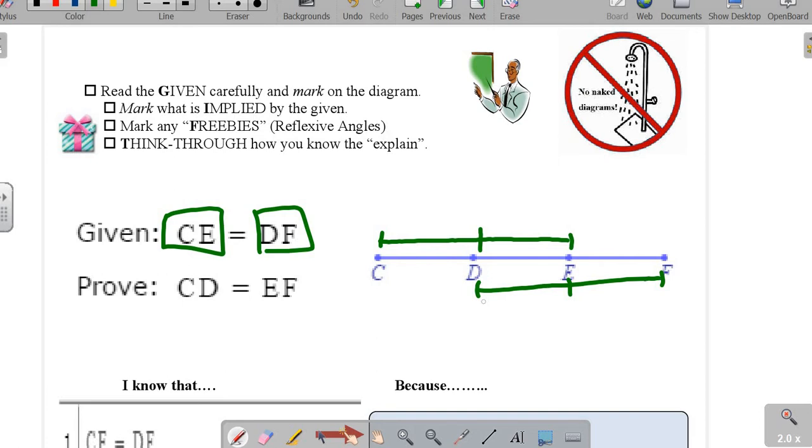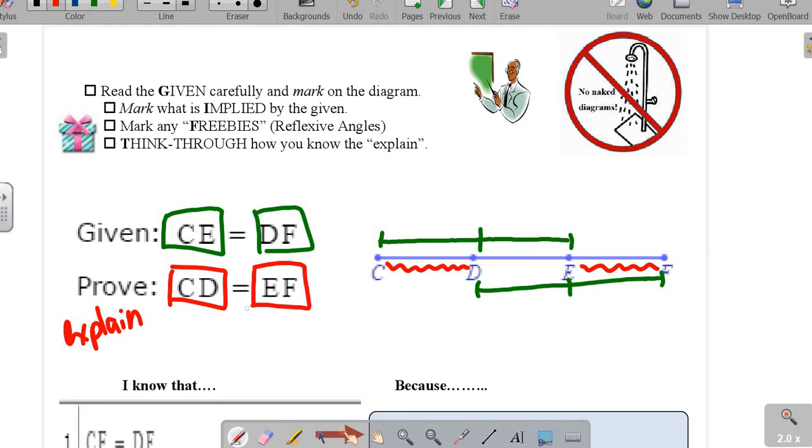Now, knowing that's true, we're going to try to prove, and remember, prove just means explain. Don't be put out by that word. We're going to try to prove that this segment CD and this segment EF are therefore congruent. So I like to put that in red with question marks.